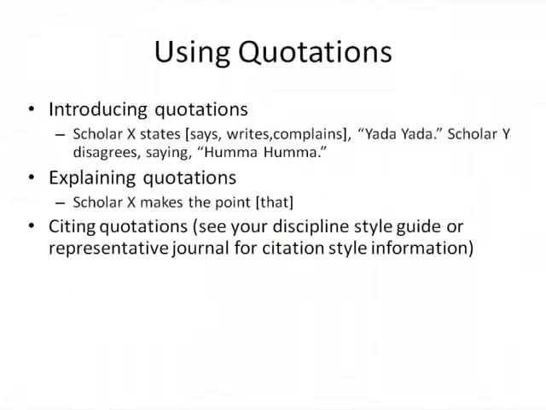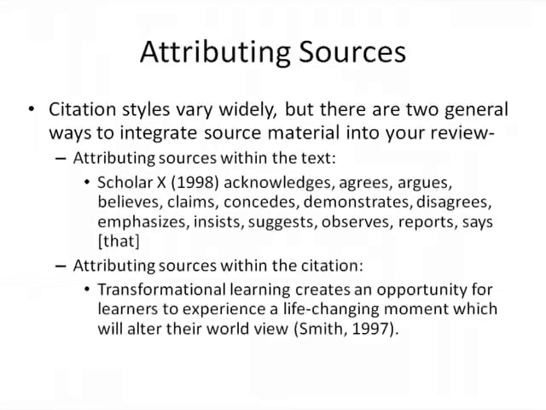If you use quotations, a lot of you won't be using quotations, but if you do, here are some really easy ways of attributing them. Scholar X states, says, writes, complains, and then the example, and then Scholar Y disagrees, saying something else. You can also go back to that list of verbs and put any of those verbs in there that are appropriate. You definitely don't want to throw a quotation out there and let the reader interpret it.